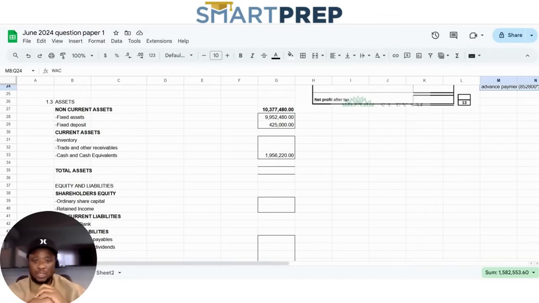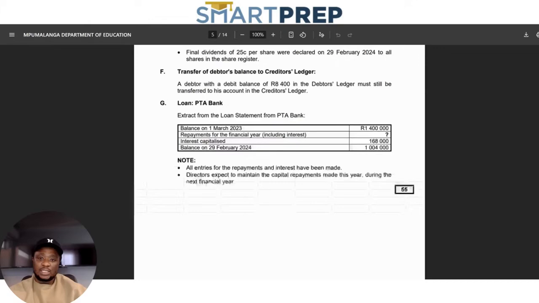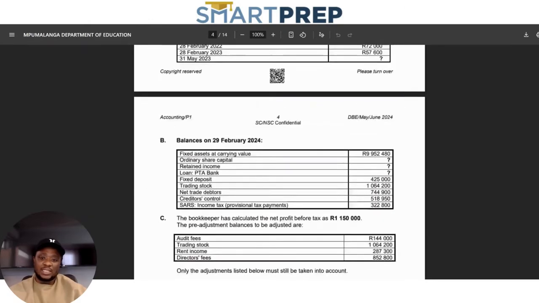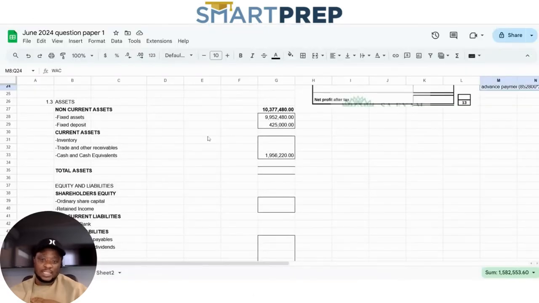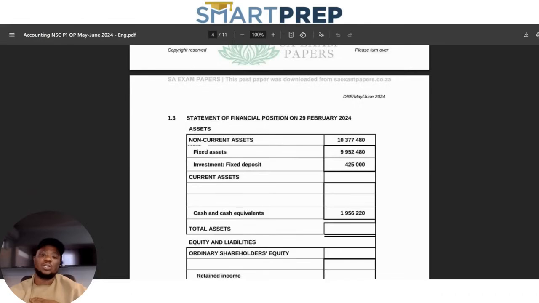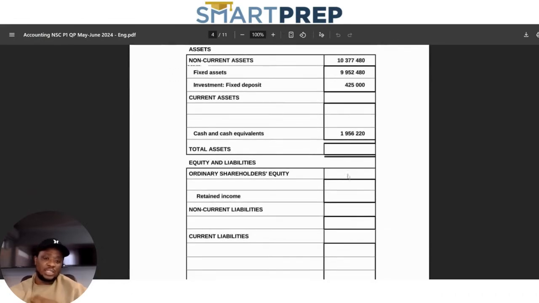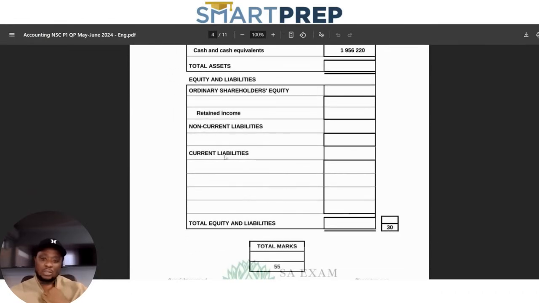All right, without wasting any more time, let's get into this question. The question basically is we need to complete the statement of financial position. It says that some amounts are already provided in the answer book. So this is the answer book, this is how it looks. You can see that there are some amounts in the asset section, but no amounts in the equity and liabilities section. So let's get straight into it.